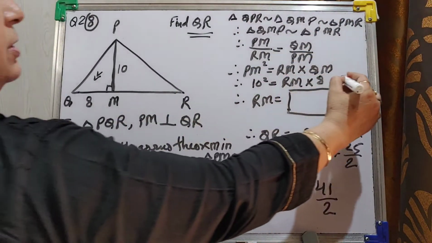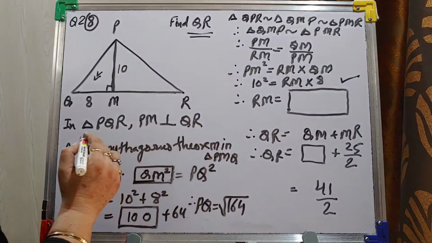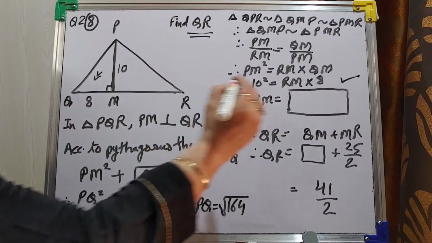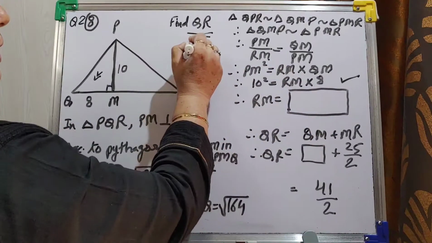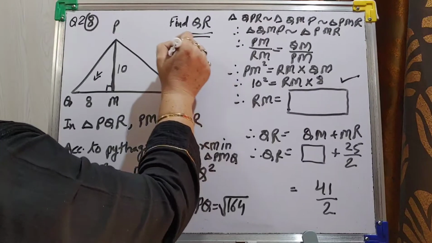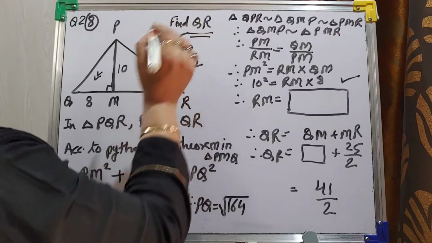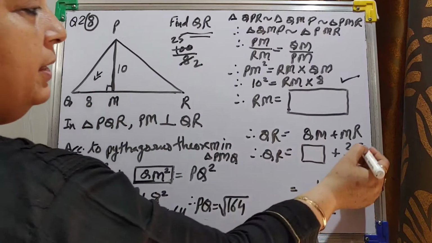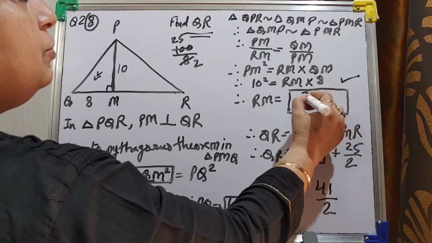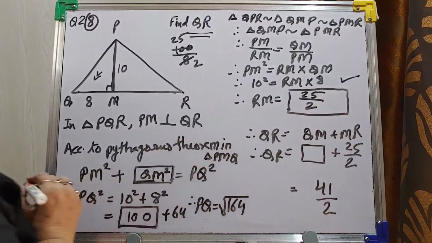Based on that, 10 square equals RM into 8. 10 square, that will be 100 divided by 8. 4 2s are 8, 4 25s are 100. We can write 12.5. But in the next step, they have given 25 by 2. So we will keep it as 25 by 2.